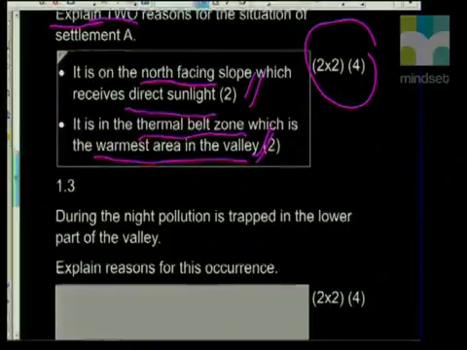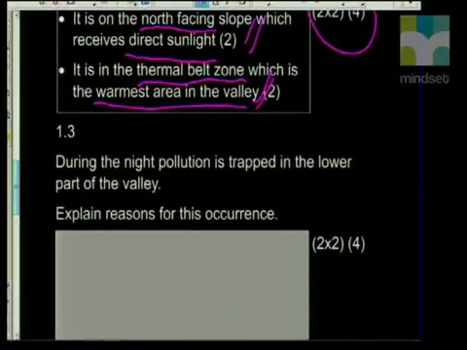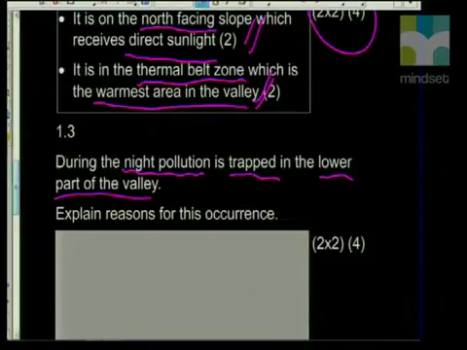All right. Let's look at the next one. Let's try and make sense of this question. During the night, pollution is trapped in the lower part of the valley. This is a nice question, because it includes so many different aspects and you make sense of it. It takes that resource further, learners, so you don't only get it from the resource, but now you apply it to your knowledge that you picked up in class.